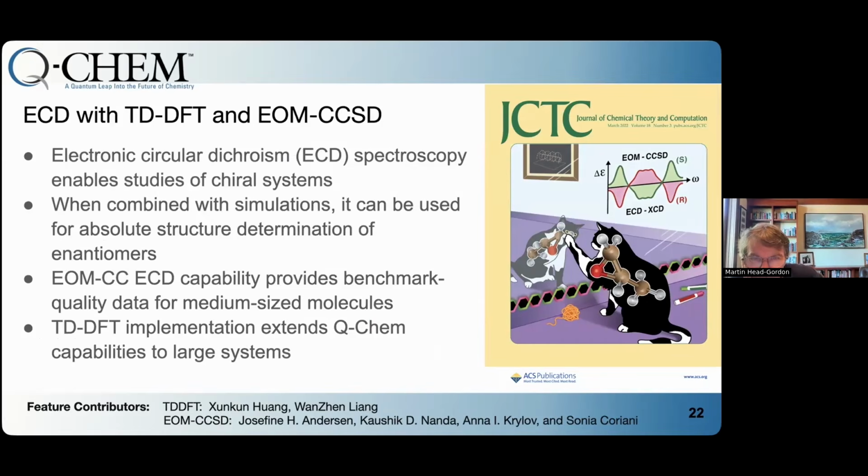Then let me just mention electronic circular dichroism, thanks to work in Wanzhen Liang's group in Xiamen University. We now have ECD with TDDFT that extends to larger molecules, in addition to the existing ECD with coupled cluster capabilities that Q-Chem has. And this is important for absolute structure determination of enantiomers. And so this is a nice capability if you need it, and another very, very good thing to have.